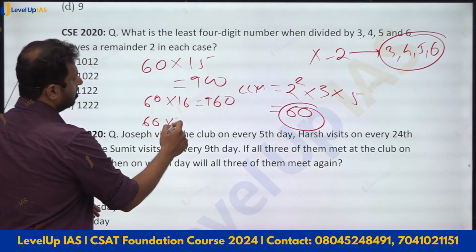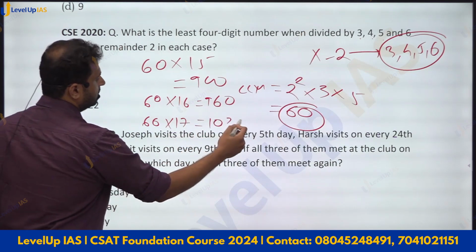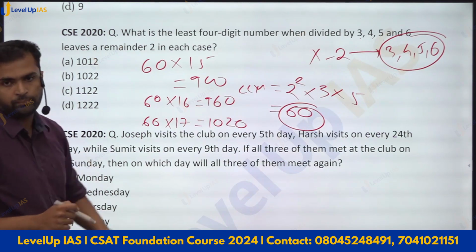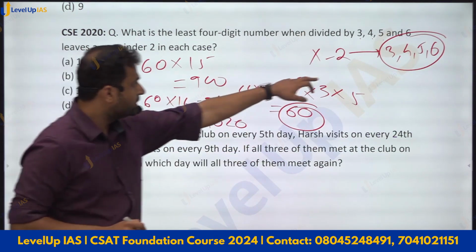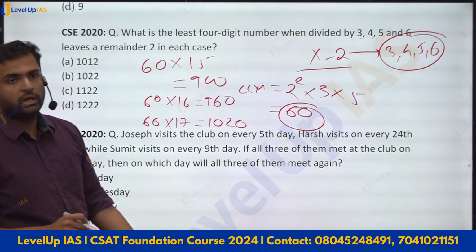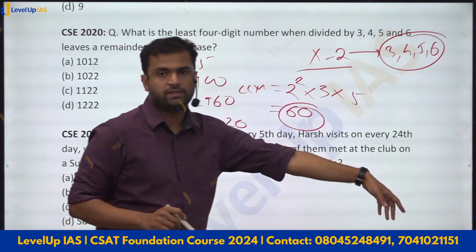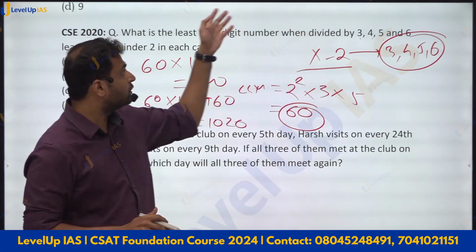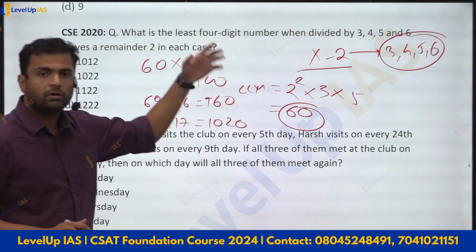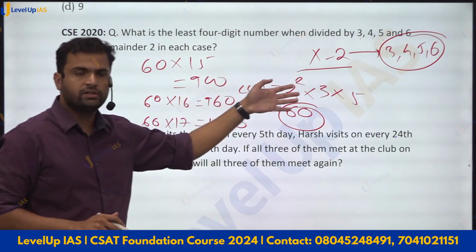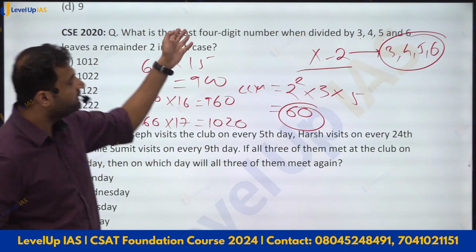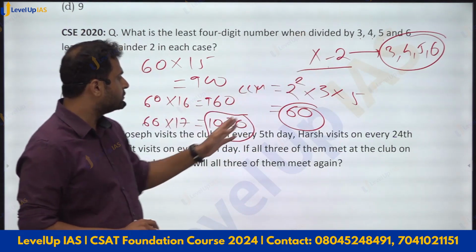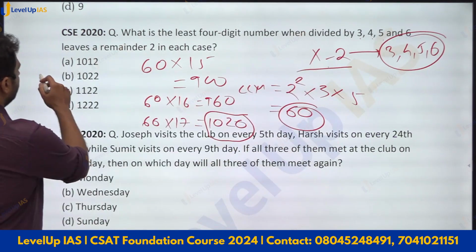60 into 17, 1020. Now we have a 4-digit number. So this x minus 2, which is a common multiple of 3, 4, 5, 6, has to be a multiple of 60 as well. Because we want a 4-digit number, we looked for multiples of 60 which are 4-digit, and because we want the least 4-digit number, we stopped at 1020. So x minus 2 is 1020, so x is 1022.